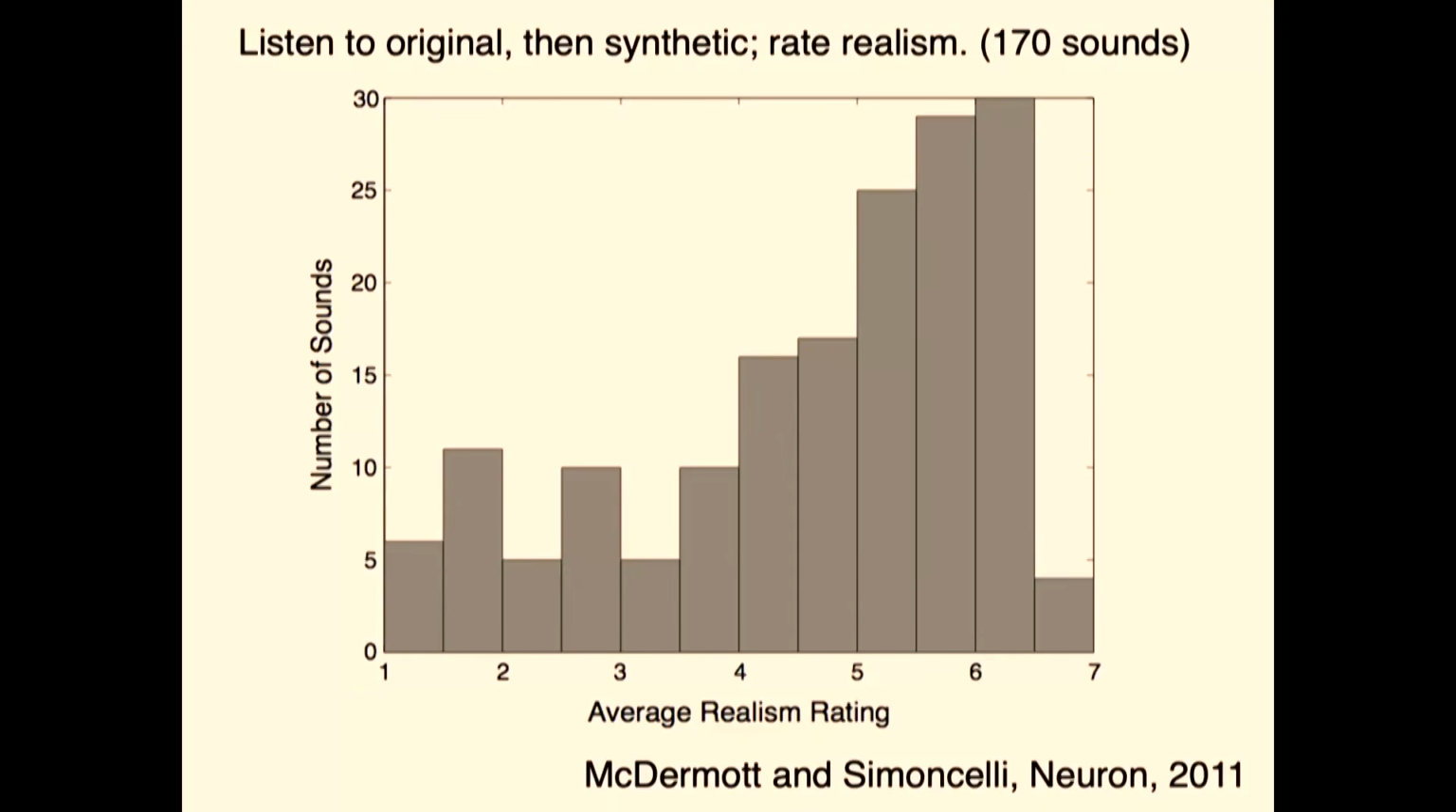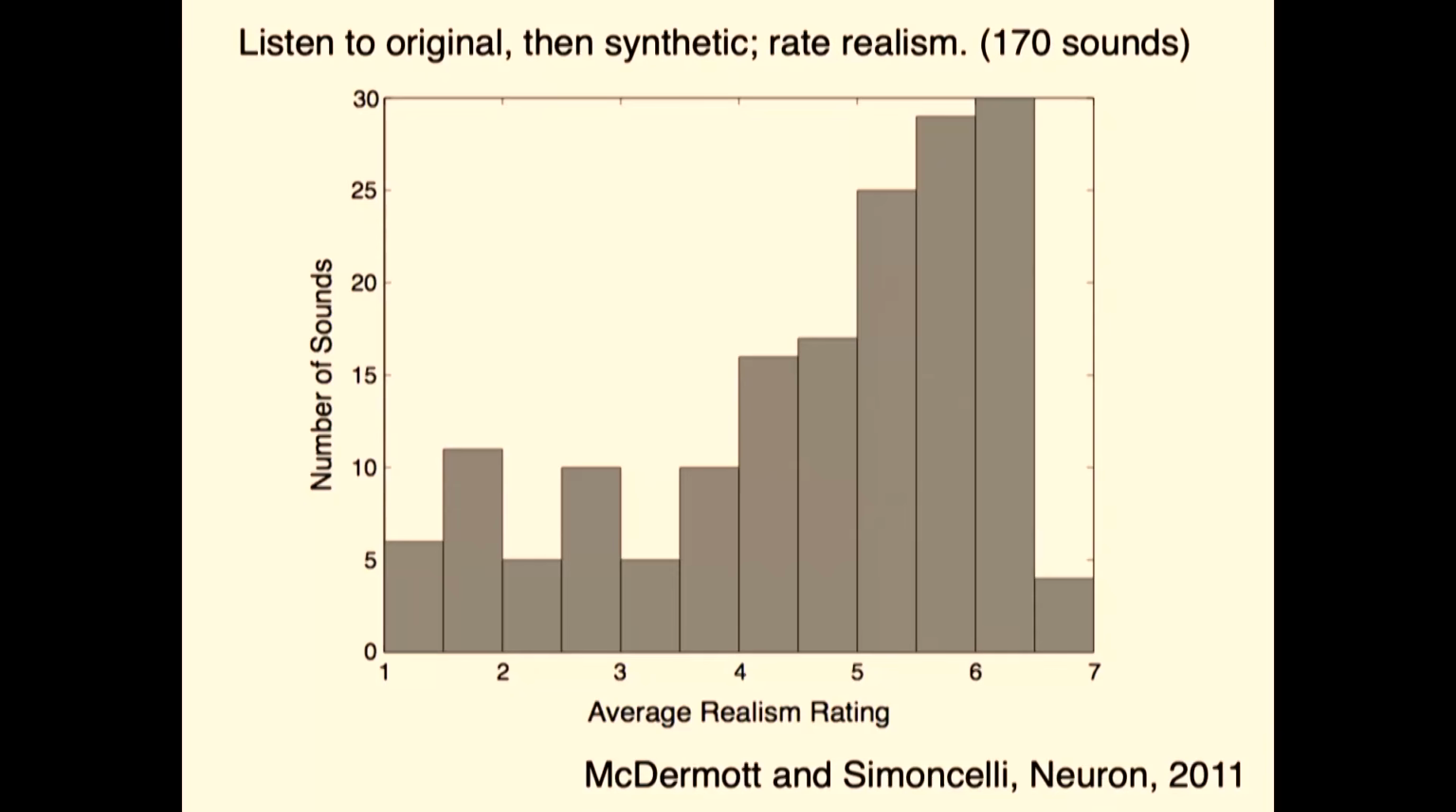This is an experiment where people were played an original sound and then a synthetic sound, generated from the biologically plausible model, and they were asked to rate the realism of the synthetic sound on a scale of 1 to 7. They did this for 170 sounds. This histogram plots the distribution of the average realism ratings for each one of those 170 sounds, averaged across a bunch of participants.